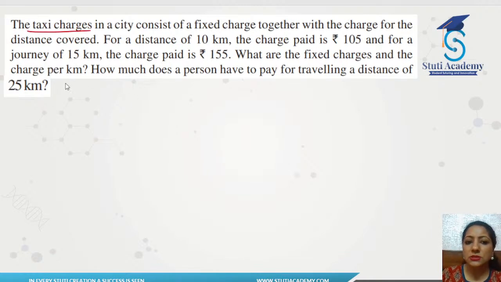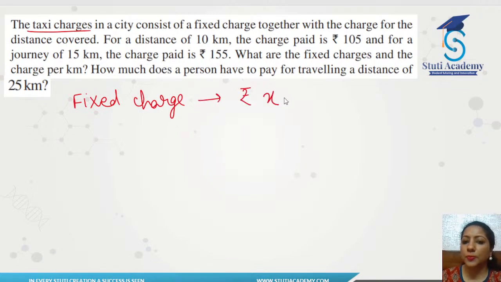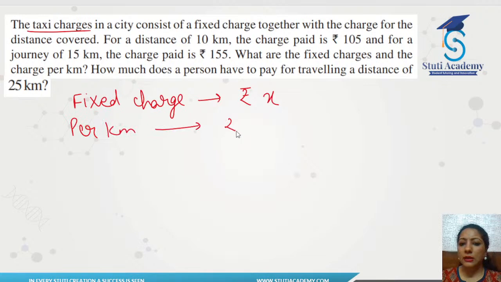So we have taxi charges. It's given to us that there is a fixed charge. First of all, if you sit in the taxi, you have to pay a fixed charge. Let's take the fixed charge as X rupees. So this is unknown. Now, whatever distance you cover, accordingly also you have to pay charges. So every kilometer you have to pay a specific charge. So per kilometer charge, let us say that we are paying Y rupees.